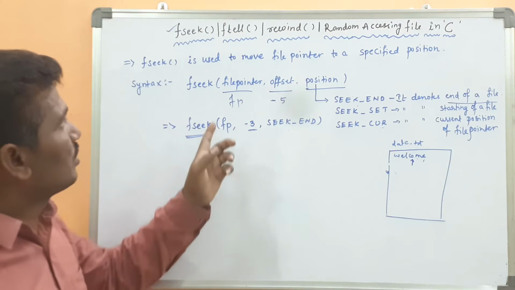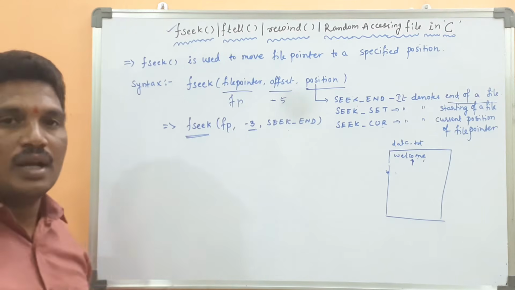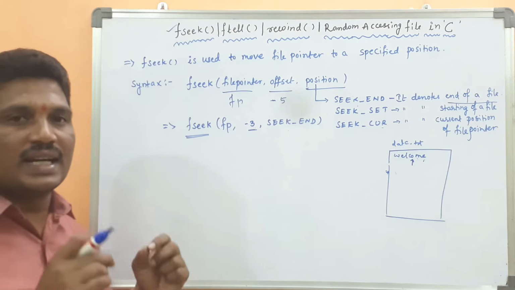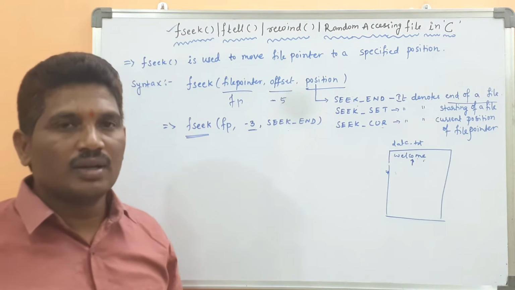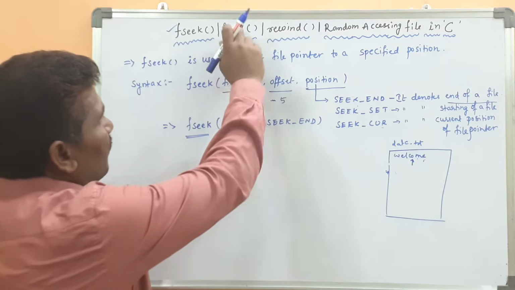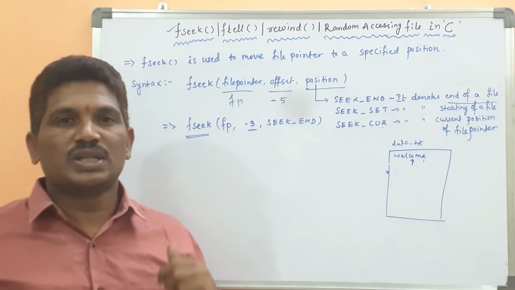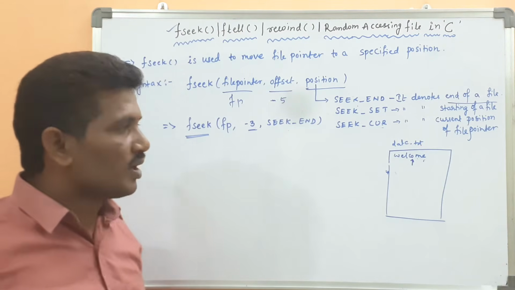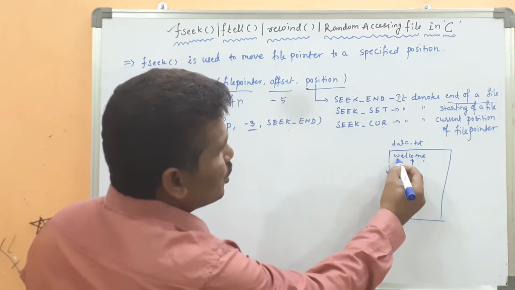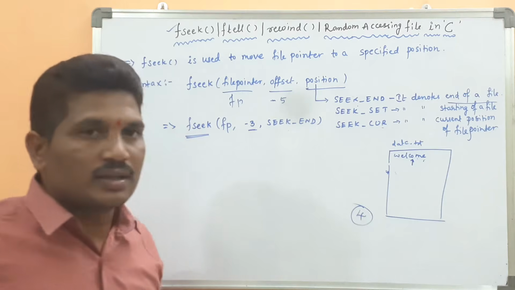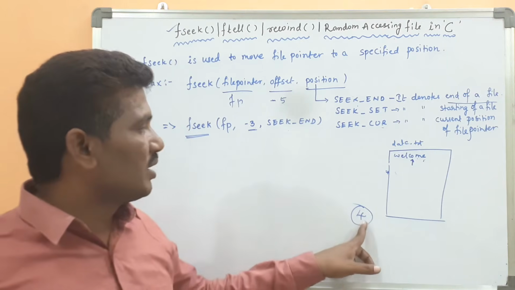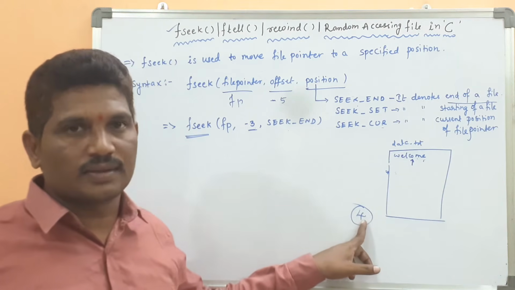Before writing the example, ftell is used to get the position of the file pointer, which returns an integer value. What is ftell? Where the cursor position is in the file. For example, 0, 1, 2, 3, 4. What does it return? The file pointer is at the 4th byte or 4th character.